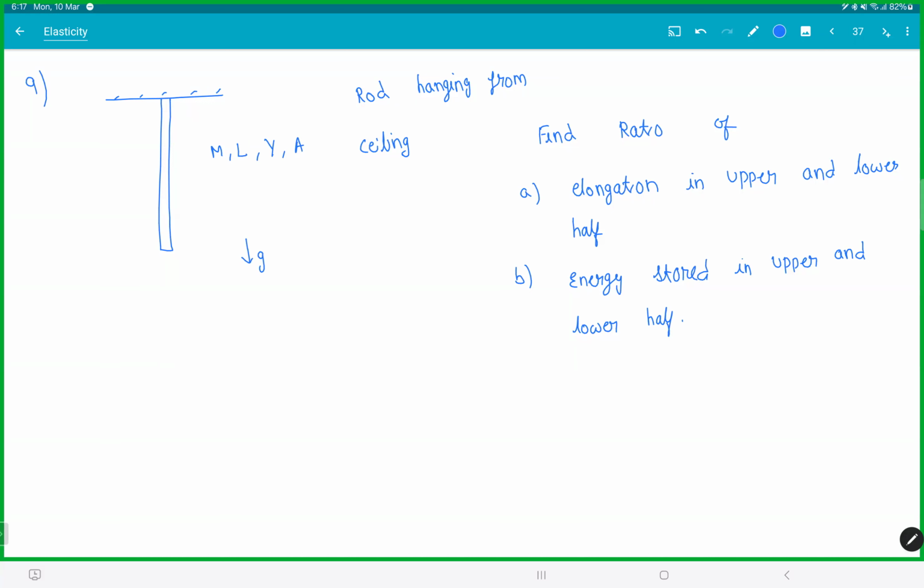What is step one? You need to find the tension. So let me give you a little hint. Take x from the bottom. If I take x from here, tell me one thing: at this point, the tension is due to whom? Is it due to this part or is it due to this part? The weight hanging below, isn't it? So all this part of the weight is creating tension. So how much is that weight? M by L x into g. Okay, now you got the tension. Then you can find elongation and the energy. Now try.